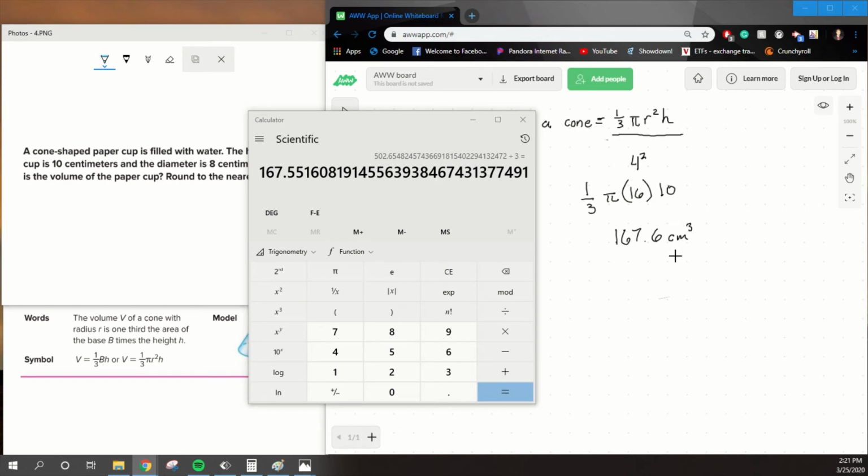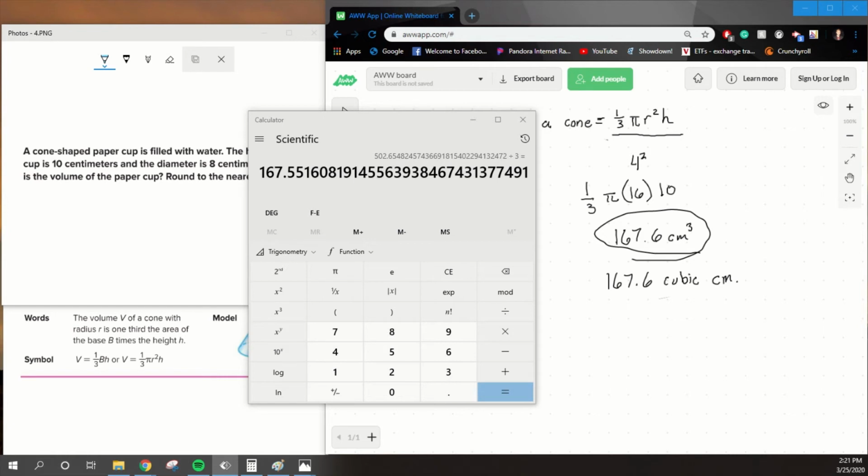And if you ever have to say this in words, because this is a word problem, you could say 167.6 cubic centimeters. This is saying the same thing as this, but for the most part, we'll be just using this for our answers when you're selecting multiple choice for the tests and things like that.